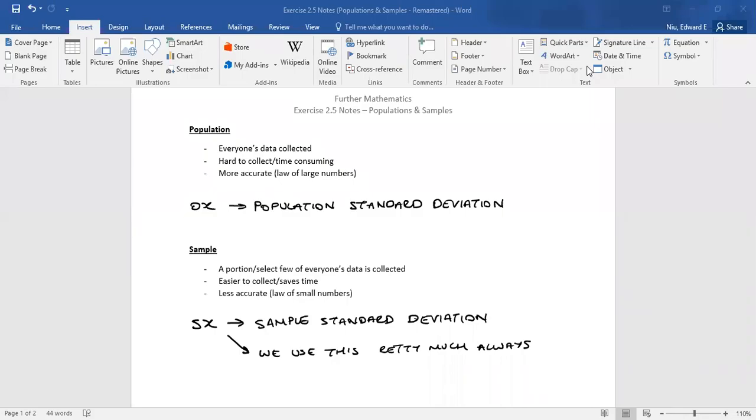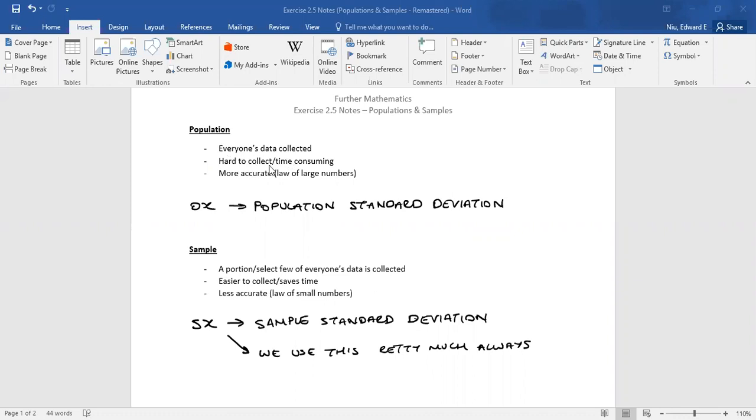Exercise 2.5 takes a look at populations and samples of data. So whenever we collect population data, all that means is we have every single person within a country, within a certain group. Okay, we've got every single person's data. Now, what's the issue with this? It's quite hard to collect. It's quite time consuming.